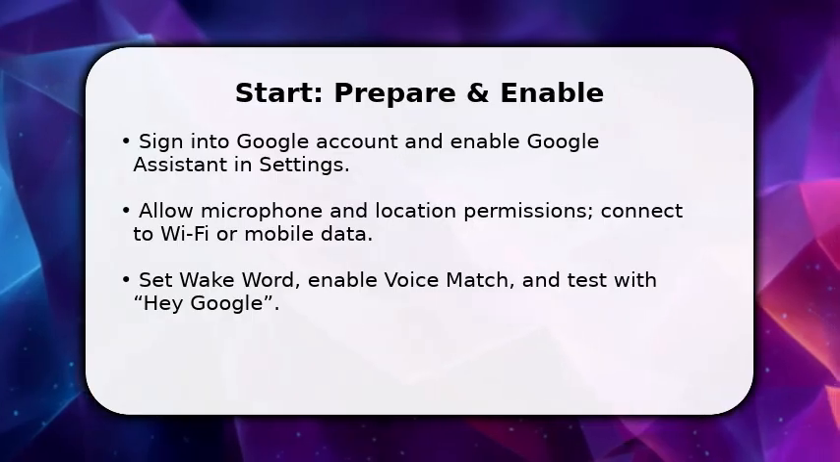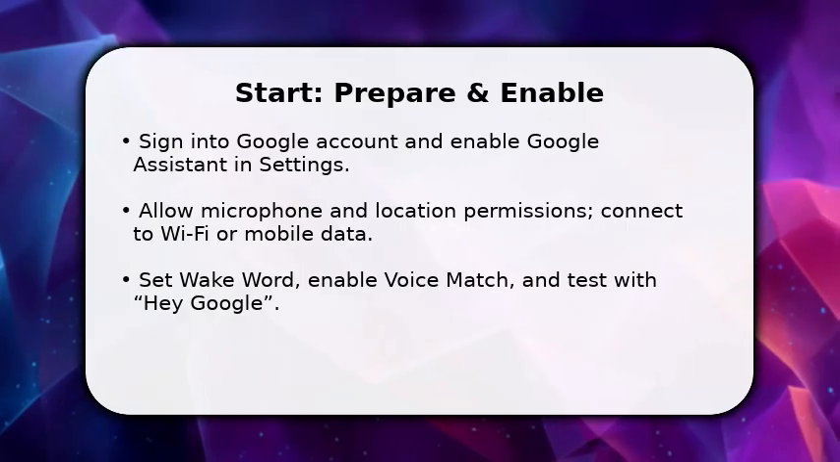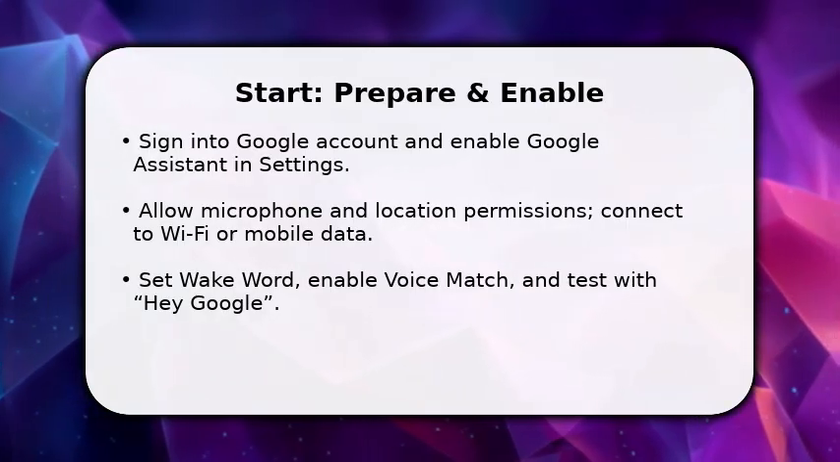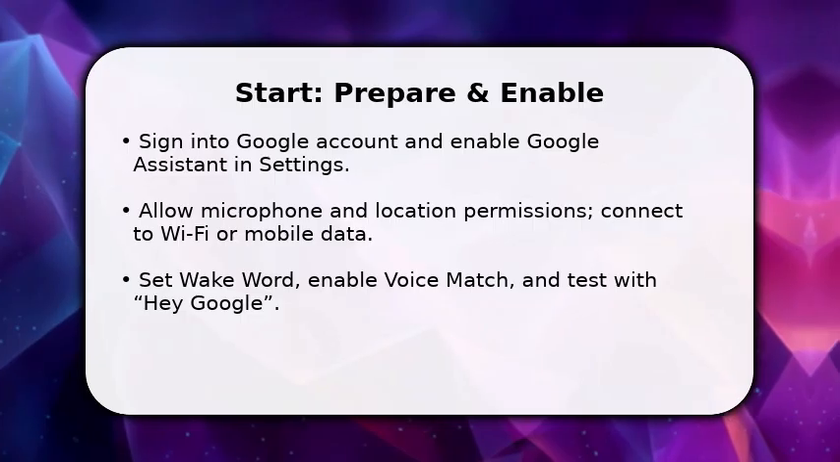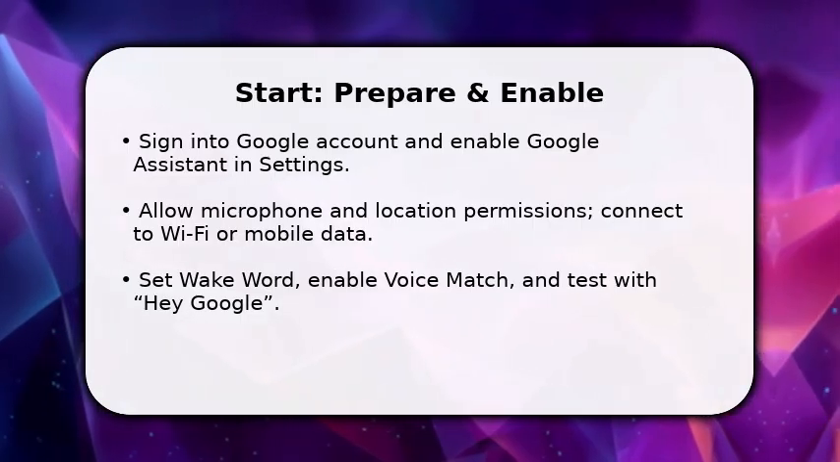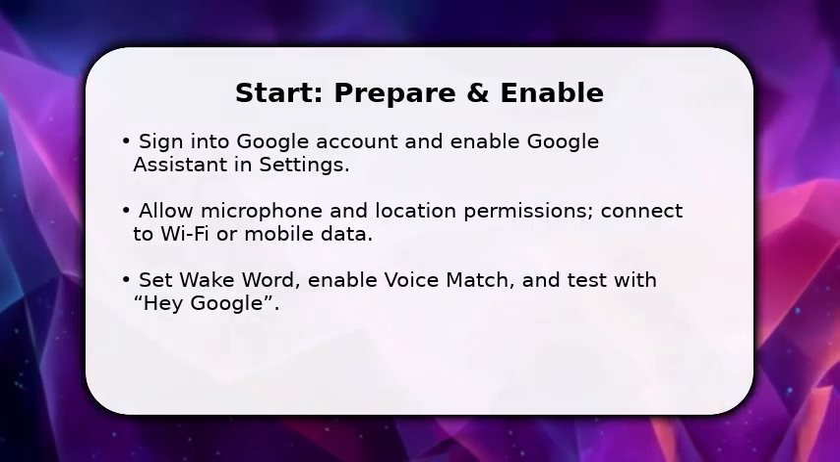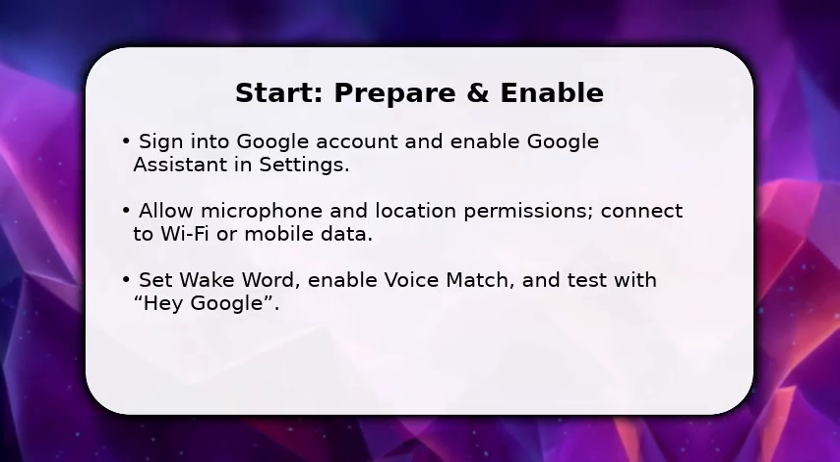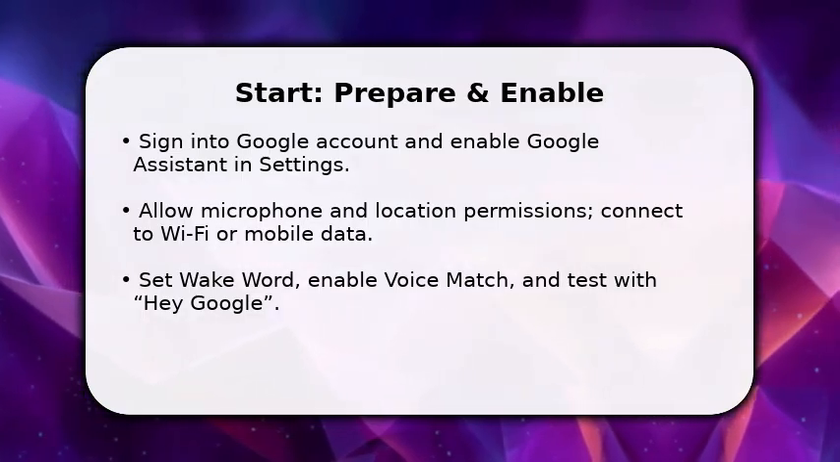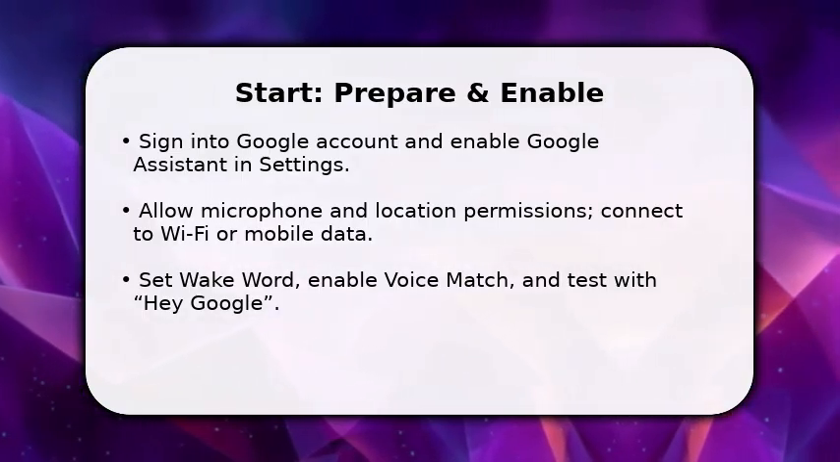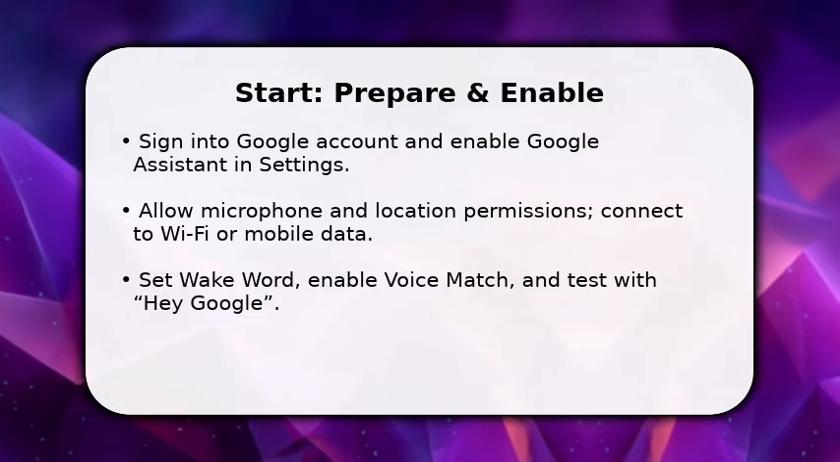You begin by making sure Google Assistant is enabled and that you're signed into your Google account. Once done, give the app microphone and location permissions so voice input and contextual replies work. Make sure your device is on the same Wi-Fi or has mobile data. Next, set your wake word and enable voice match so Assistant recognizes you.